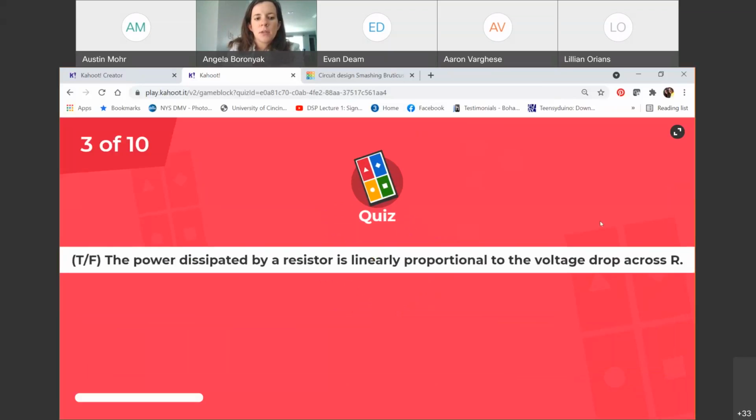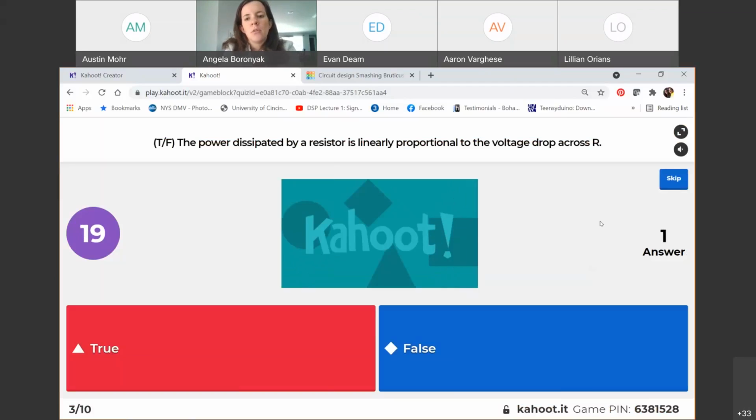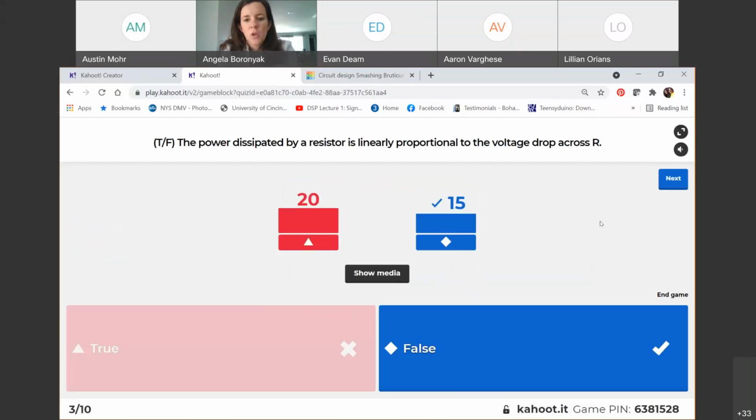Question 3, true or false? The power dissipated by a resistor is linearly proportional to the voltage drop across that resistor. That means if I double one, I'll double the other. That's what linearly proportional means. Ooh, we got almost an even split.